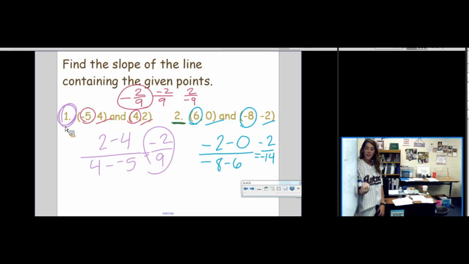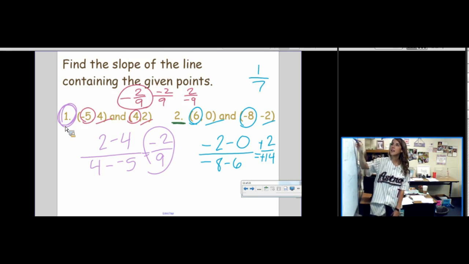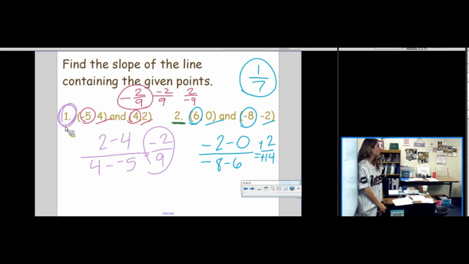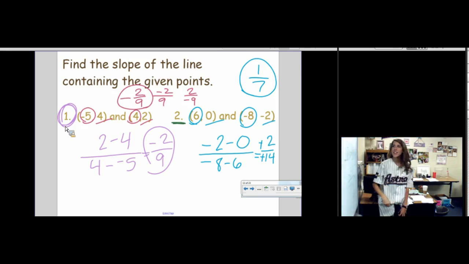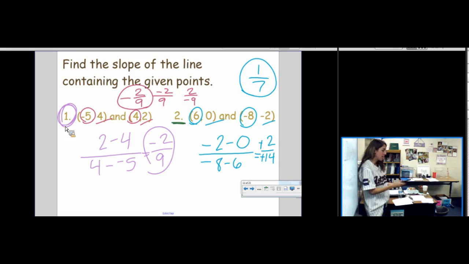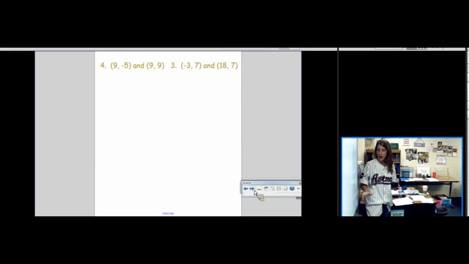What happens to the negatives? They cancel. So we've got 2 over 14. What does that reduce to? 1/7. So if you had the positive answer, you were right all along. The answer was 1/7. A negative divided by a negative is a positive. Good job if you had 1/7.